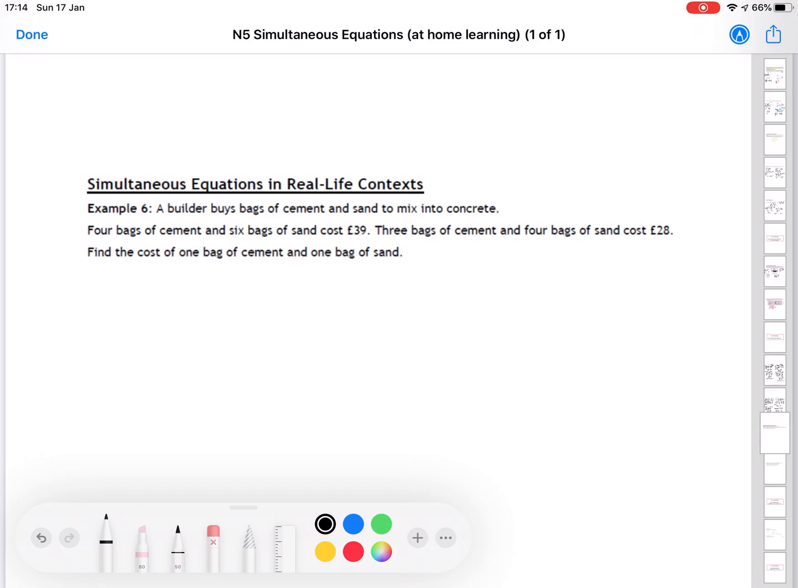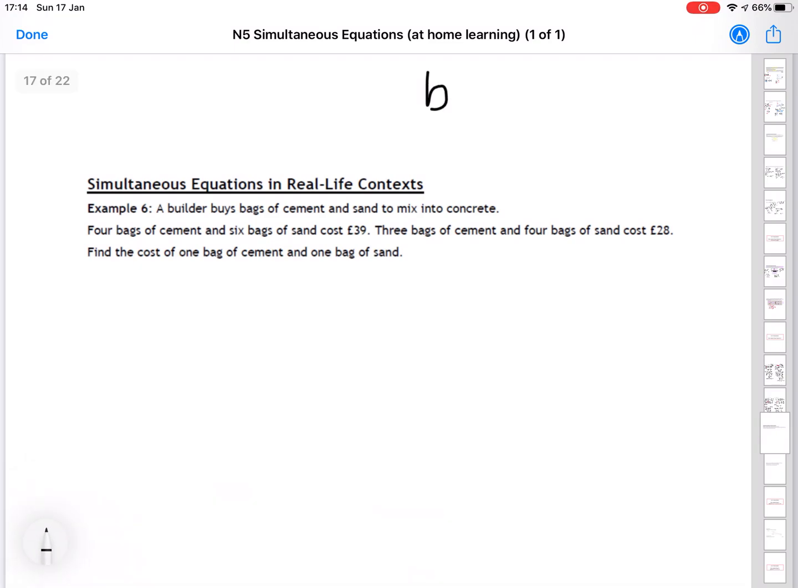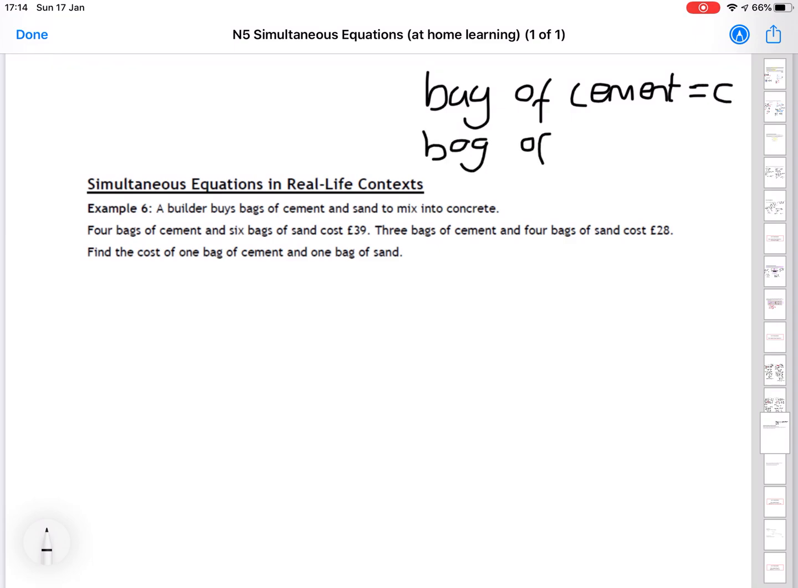So a bag of cement, I'm going to give that the letter C, and then a bag of sand, I'm going to give that letter S. You can use any letters that you want. You could use X and Y, anything, it doesn't matter, as long as you know what each letter represents in the question.